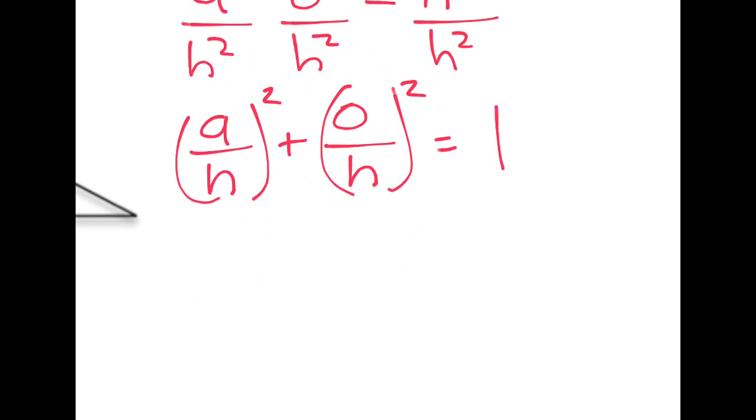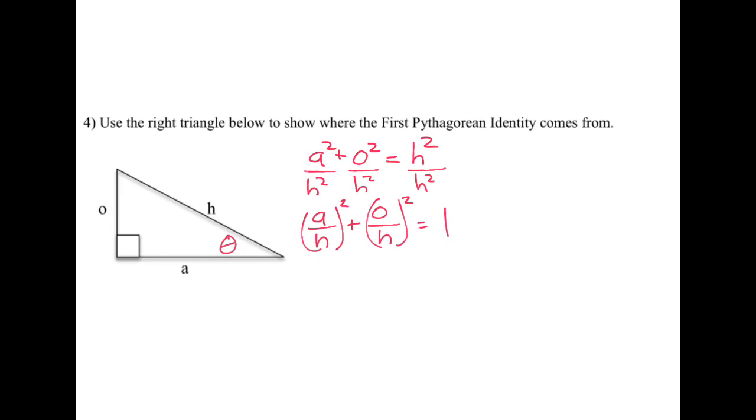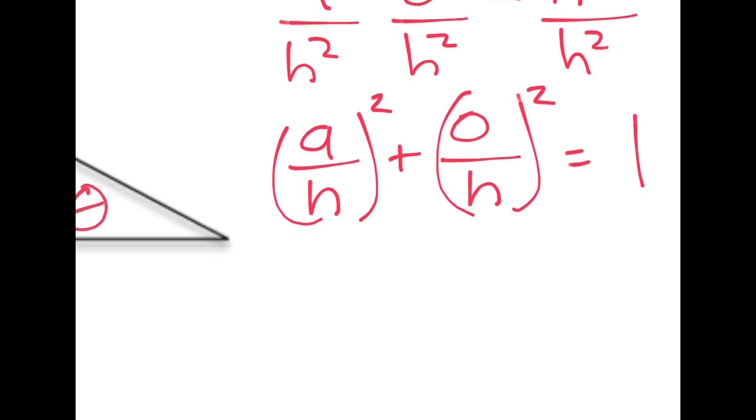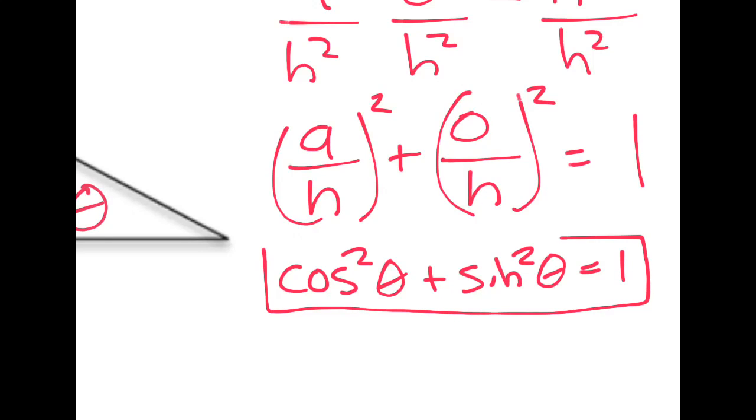And so, notice what we have. A over h is the ratio of sides that is equivalent to cosine. So really, I have cosine squared of that theta value plus o over h, opposite over hypotenuse, is sine squared of that theta value, and that equals 1. That is the first Pythagorean identity. That's the main one.